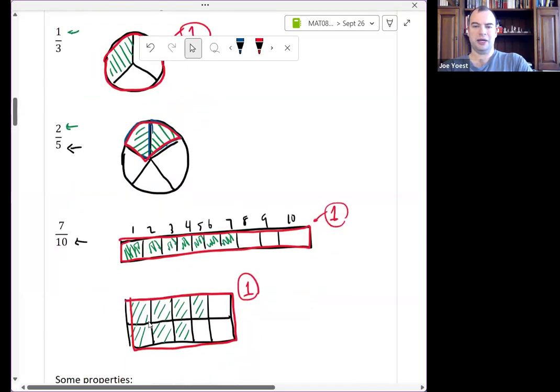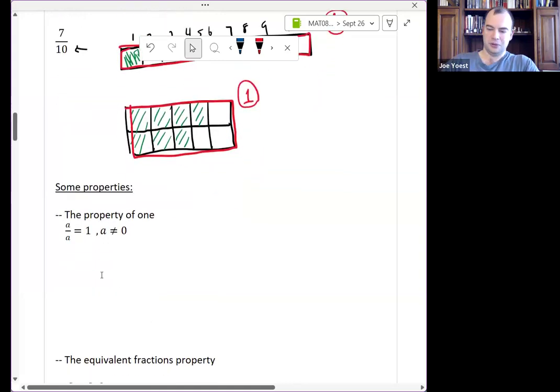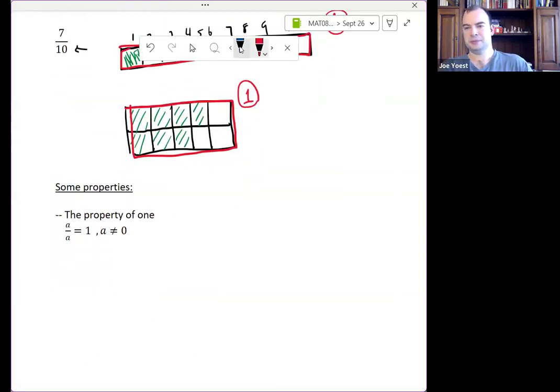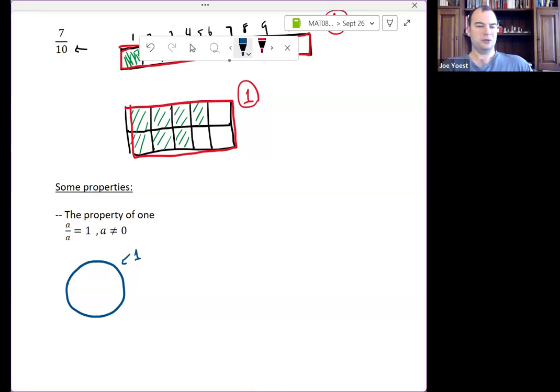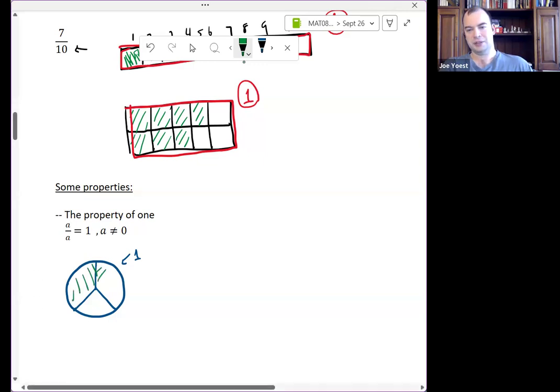Well, if I think in terms of my circle diagrams or block diagrams, really what I'm saying is take a circle. This whole circle represents 1. Divide it into a equal size slices. Maybe just for illustration, I'll divide it into 3 equal size slices. How many of those slices should I select? I should select a of them. In other words, I should select all of them. I should shade in all of the slices that I made. Well, that just shades in the entire thing.